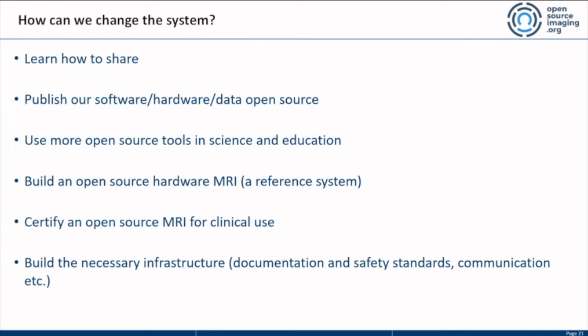Publish our software, hardware, and data as open source. Use more open source tools in science. If more people are using an open source tool, it means more people will try to contribute to that tool and make it better.